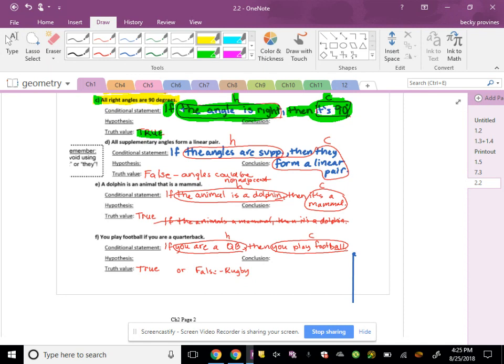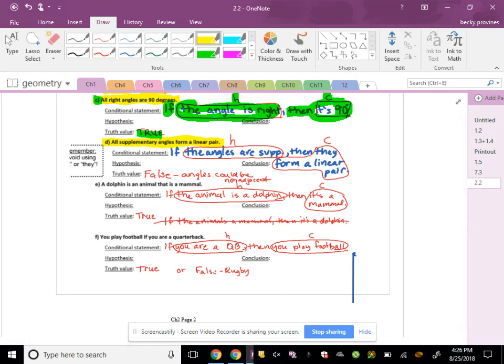For part D, is it in conditional statement form? And hopefully you're saying no, because it doesn't start with the word if. The word then is not halfway through. So the sentence says, all supplementary angles form a linear pair. Okay, this is vocab from chapter 1. If you need to go back and look up those words, please do. There is a distinction between them.